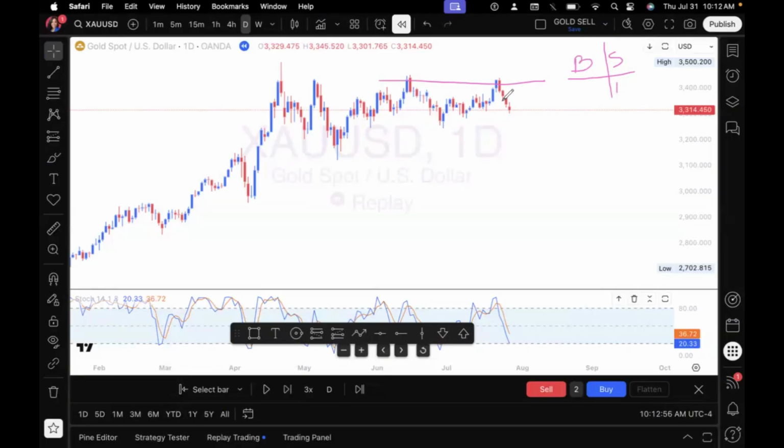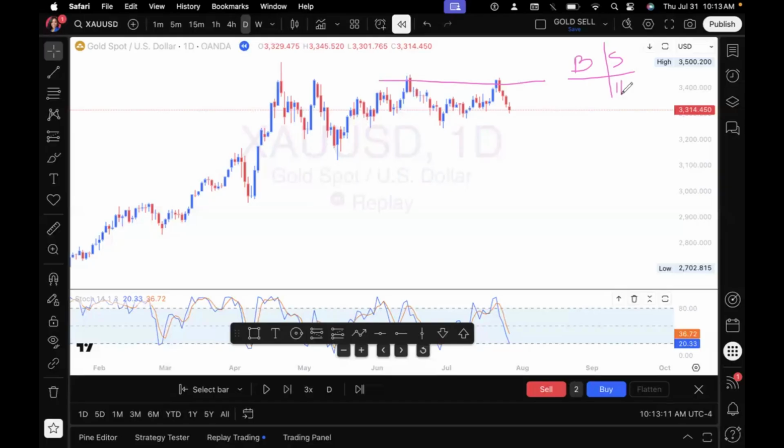And we can also say which side has the most momentum, the buyers or the sellers. And in this case, the sellers had the most momentum. So far, we have two strong confirmations for a sell. We have zero confirmations for a buy.